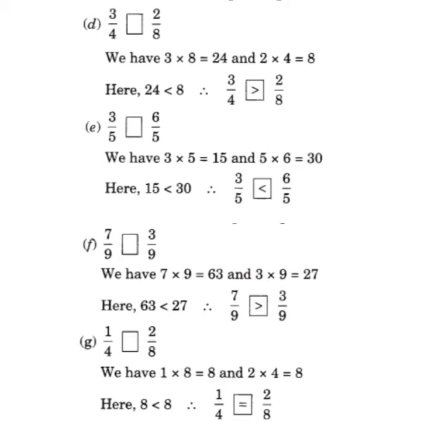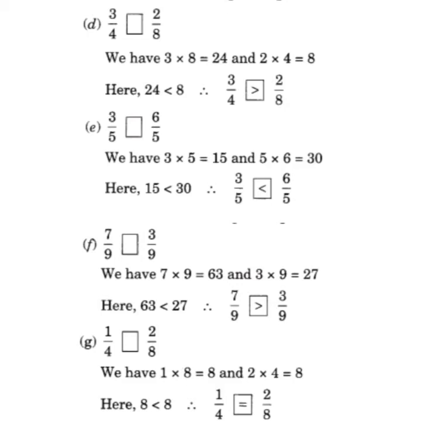Now next one is 7 upon 9 and 3 upon 9. Children, after cross multiplication of 7 multiplied by 9 we get 63 and 3 multiplied by 9 we get 27. So which one is greater? Yes, 63 is greater. Again children, here is a mistake. 63 is greater than 27. So which fraction is greater? Yes, 7 upon 9 is greater than 3 upon 9. Because the denominators are same, so we will see the numerators, and 7 is the numerator which is greater. So 7 upon 9 is greater.